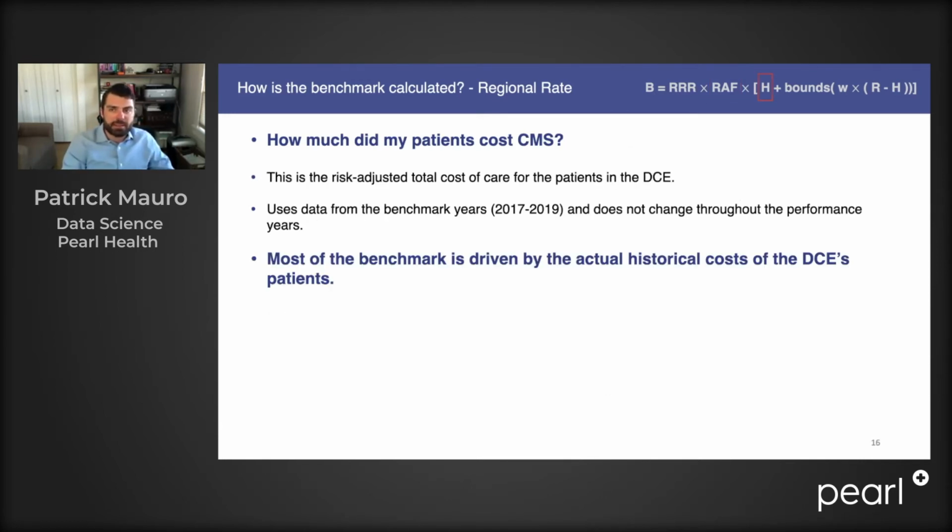So the next term here is the term H, and the H stands for historical costs. And so this asks, how much does my patient cost CMS? So this is just the risk adjusted total cost of care for patients in the direct contracting entity. It uses data from 2017 to 2019. So it looks for the average cost of care for your patients in those years. And a thing to note is that most of the benchmark is derived based on your historical costs. So we'll get into how the regional rate and other things like that feed in, but again, the benchmark is specific for the providers that are in a direct contracting entity.